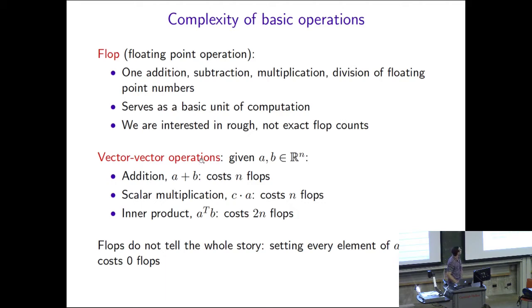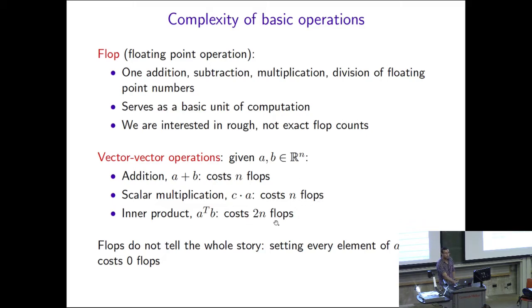So let's go through the very basic stuff. Vector operations. If I have two n-dimensional vectors, addition costs n flops, because if I'm adding a to b, then I'm adding every element of a to every element of b. That's exactly n additions. Scalar multiplication is also n flops. That's just exactly n multiplications.